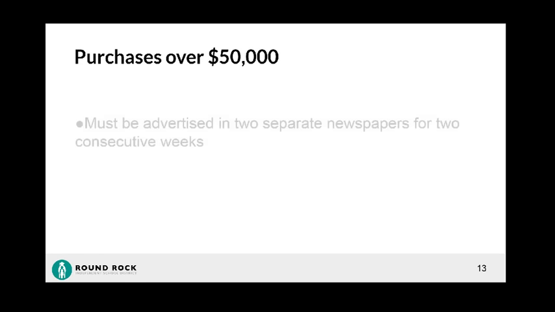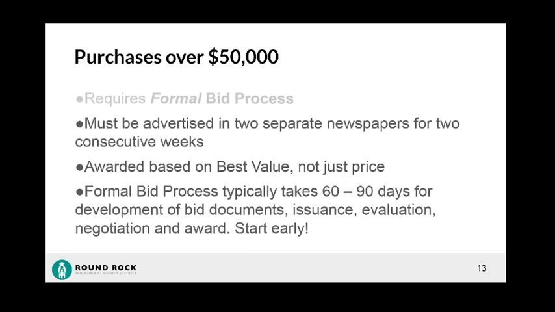If your purchase is going to be over $50,000, we do require that you go through a formal bid process. Compared to the $10,000 to $50,000 range, the formal bid process just has a couple more requirements. We're required by law to advertise that bid in 2 separate newspapers for 2 consecutive weeks. These RFPs, or requests for proposal, a term you've probably heard, are awarded based on best value and not simply the lowest bid.